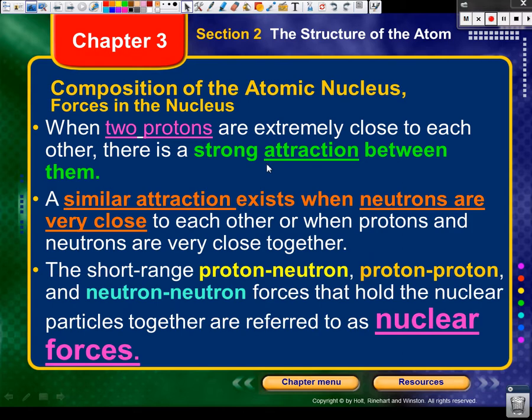Now, this is where it gets kind of weird. And all I need you to know is that last word in purple and know the definition. What is a nuclear force? What do you think a nuclear force is?